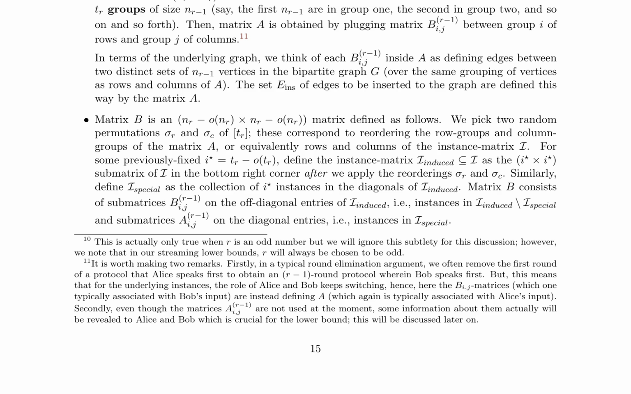The construction has some subtleties, such as the fact that the statement about the edges to be inserted and deleted only holds when R is an odd number. However, the authors note that in their streaming lower bounds, R will always be chosen to be odd. The construction of AHM_R, A, B, is a critical component in establishing lower bounds for streaming algorithms.